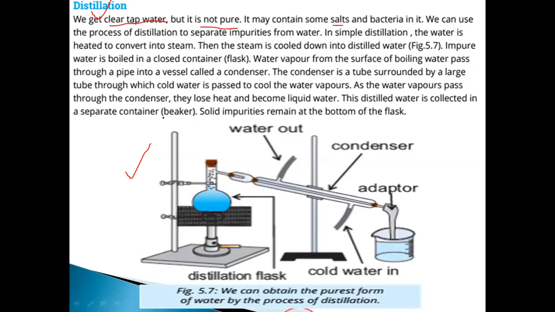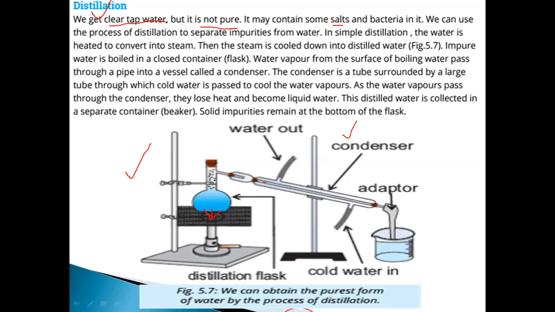So in simple distillation, we use heat. Now you can see this diagram, we use heat here. This is the burner. This is the distillation flask, which is connected with a big tube. You can see this is a big tube, and in that we have this smaller tube. This is called the condenser. Why is it called a condenser?